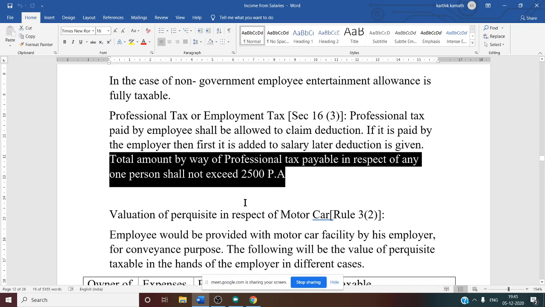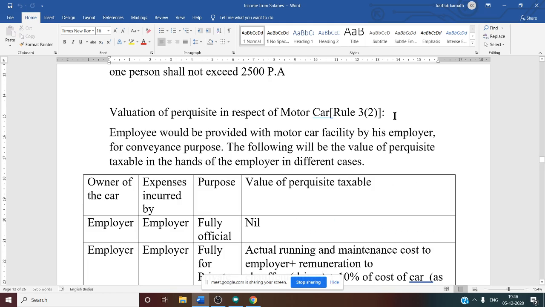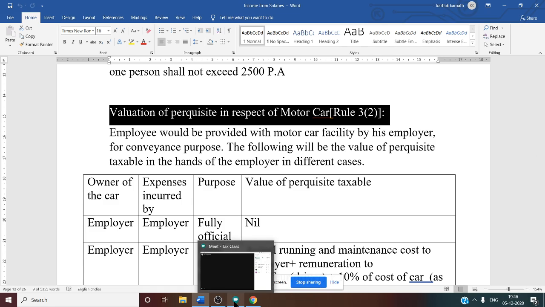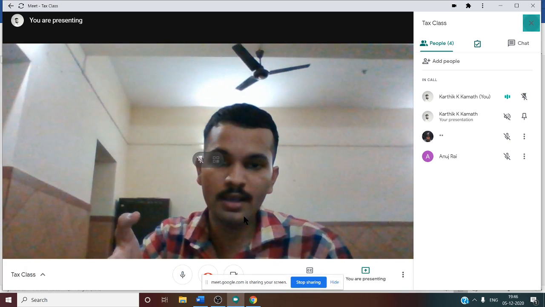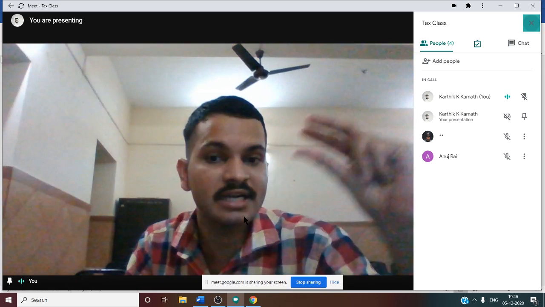After this, the next topic is valuation of perquisite in respect of motor car. Rule 3 clause 2, very important from the point of view of the 16 mark problem. Why? Because in the 16 mark problem, motor car adjustment will come.